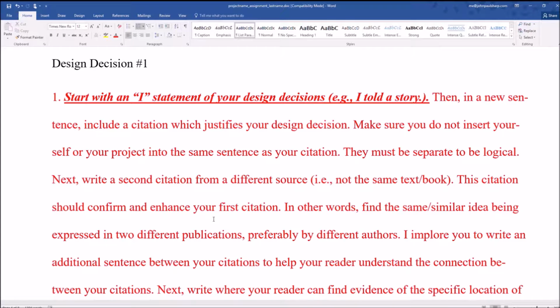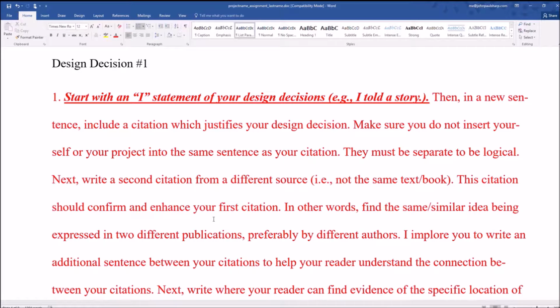And so you're going to find something, a fully formed idea that you're going to paraphrase that's going to justify your design decision. So if your design decision is I told a story, then you're going to find something probably out of Made to Stick, which is an idea written by that author which justifies or suggests that you tell a story in your instructional materials.